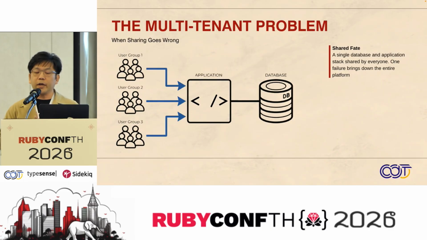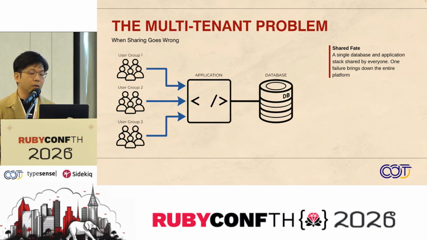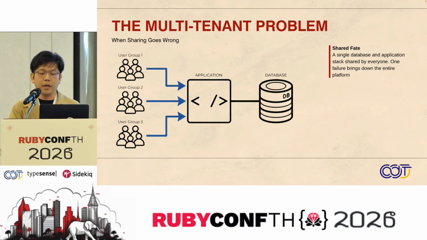First, the shared fate. Everything lives in a single application and database stack. If the database is slow, everyone's slow. Right? If the migration goes wrong, everyone goes down. One bad deploy can become a platform-wide incident.